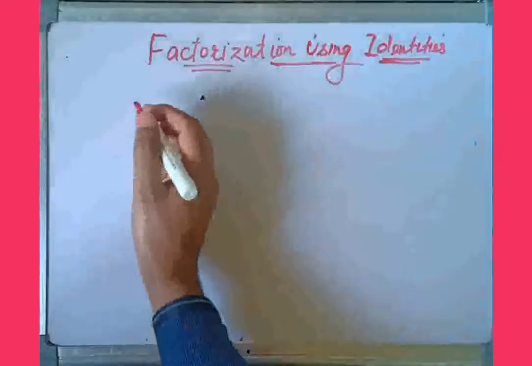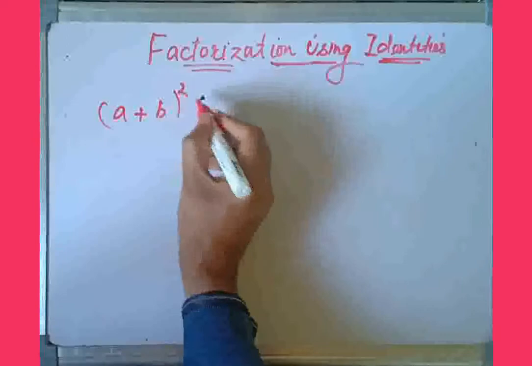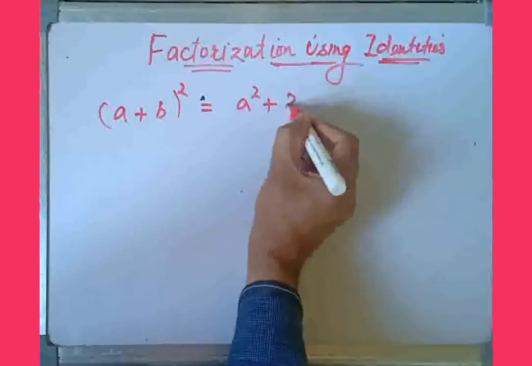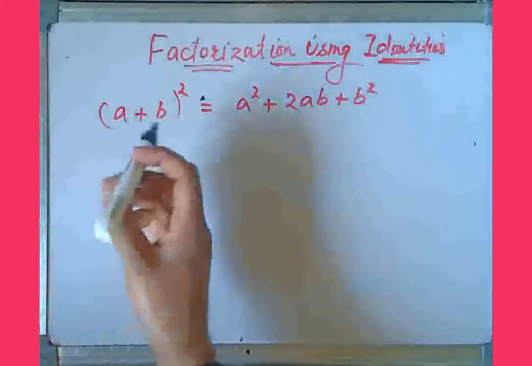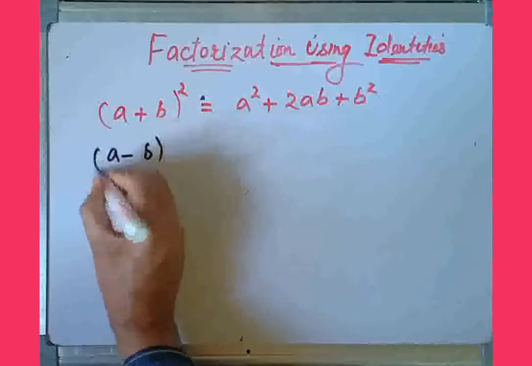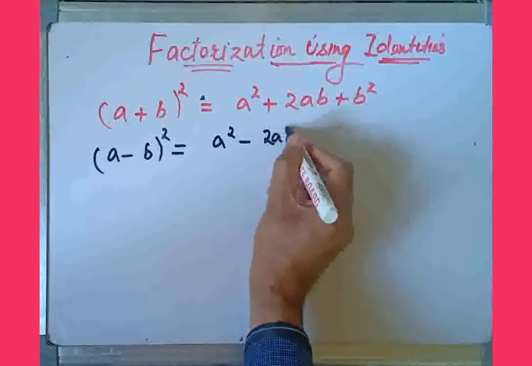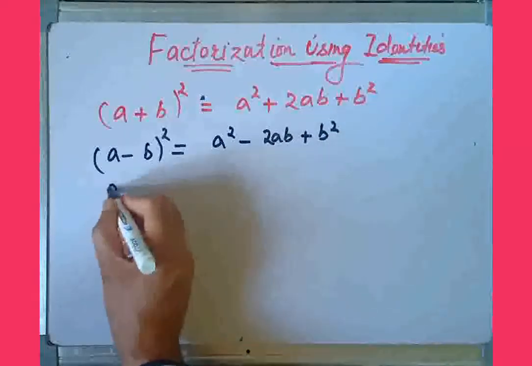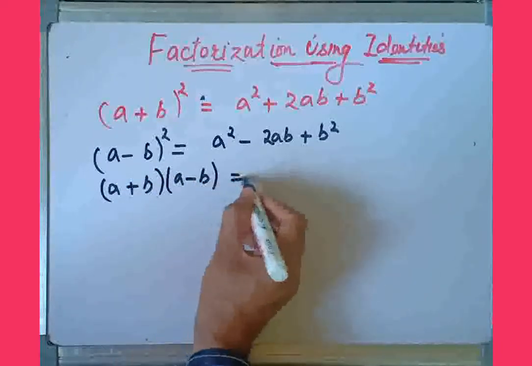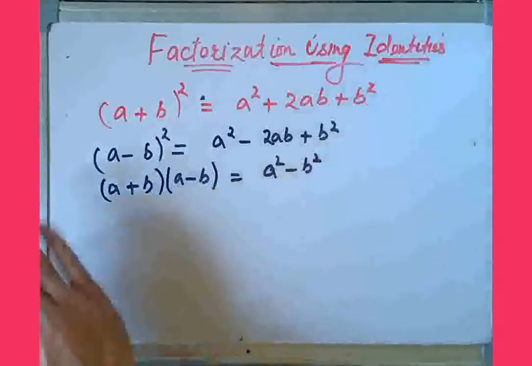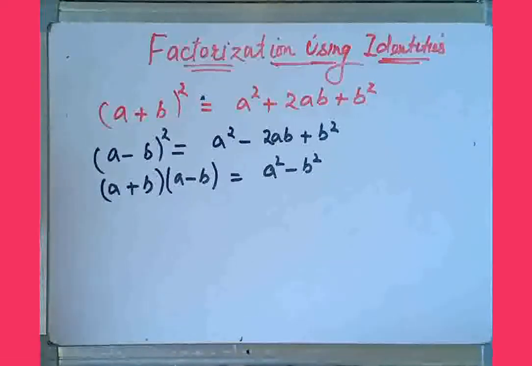Today we are going to talk about factorization using identities. You might have come across identities like (a plus b) whole square is equal to a square plus 2ab plus b square. You also know that (a minus b) whole square is equal to a square minus 2ab plus b square. Then there is (a plus b) times (a minus b) is equal to a square minus b square. These identities have already been discussed in previous video lectures. You can check those lectures.